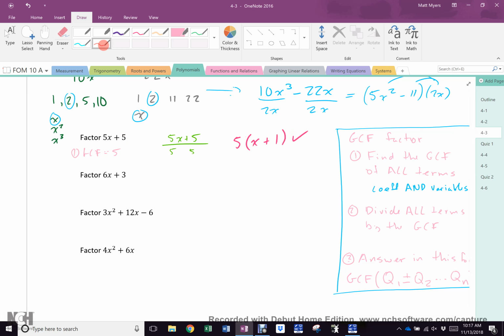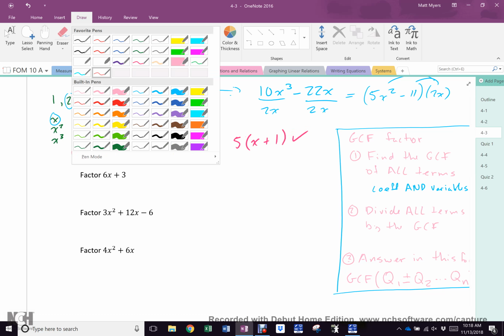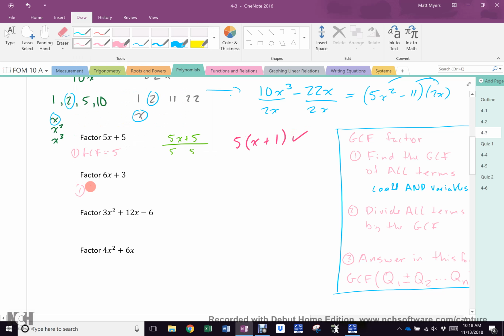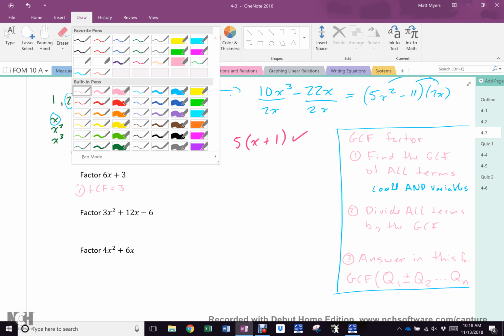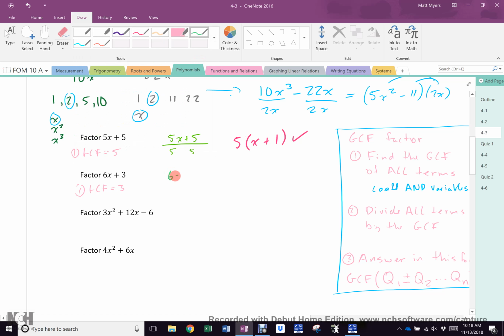It looks exactly the same. So the rules are the same. Step 1, find the GCF. What is it? 3. Step 2, what is it? Divide by the GCF. 6x plus 3 divided by 3 divided by 3. And last step, GCF first. 3. What is the first quotient? 2x. What is the second quotient? Do I have any more quotients? So I stop.